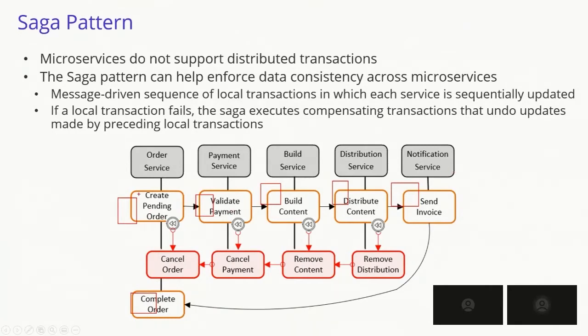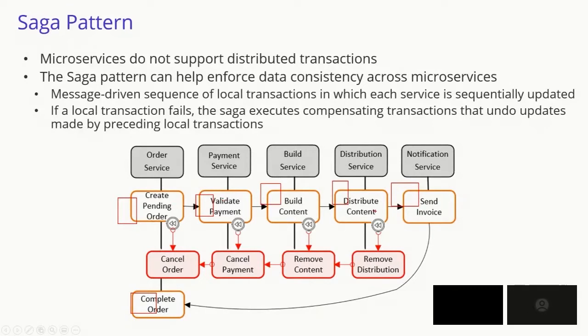We have 1, 2, 3, 4, 5, 6 individual transactions, independent transactions that take place within this larger ordering process or create order transaction. Notice your red stuff too. So here's the trick. As we're going through each step, we create the order, we update, we validate the payment, we update, we build the content.